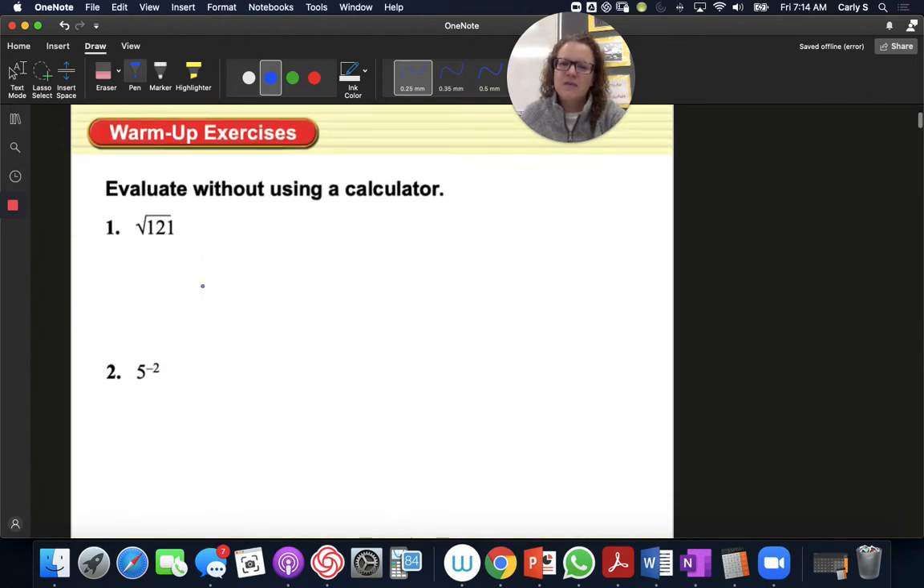There's our warm-up. Evaluate without using a calculator. This first one right here, 121 is a perfect square. I know that because I have a few of them memorized. If I start high, 9 squared is 81, 10 squared is 100, and 11 squared is 121. So the square root of 121 is 11. 5 to the negative 2, that exponent tells me to drop the 5 downstairs to the denominator, and then I can square it.